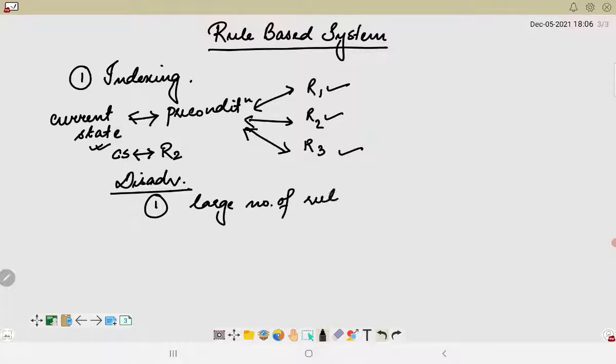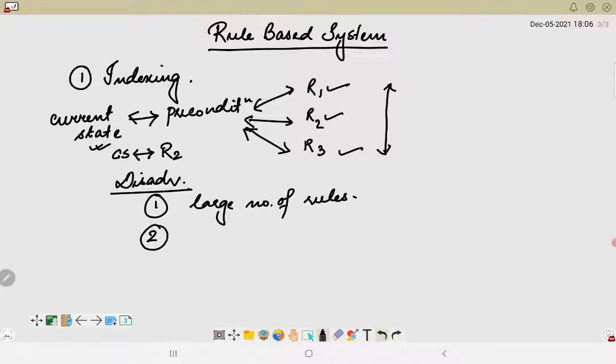So if we have a large number of rules, then scanning through each one of them can be extremely inefficient. Here, since we have only 3 rules, it was easier for us to match against the current state. Now if there were hundreds of rules, it would take a lot of time. So hence it is not very efficient.